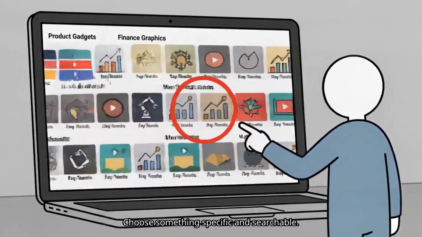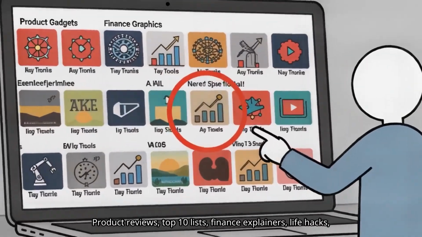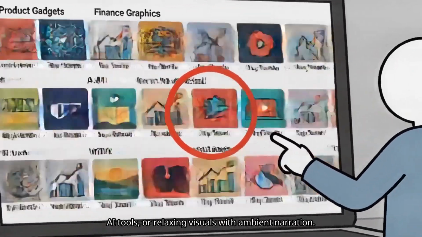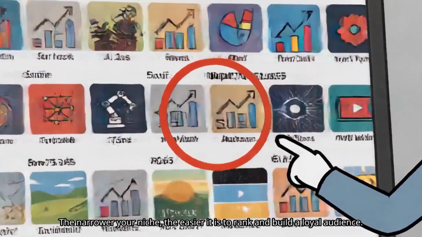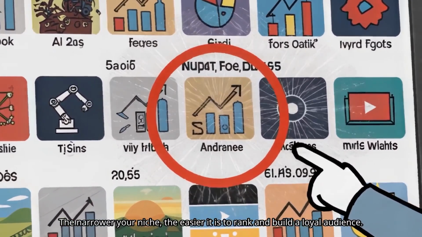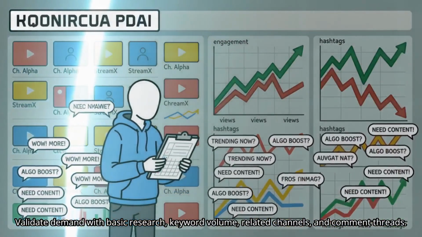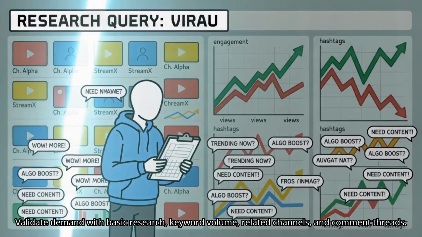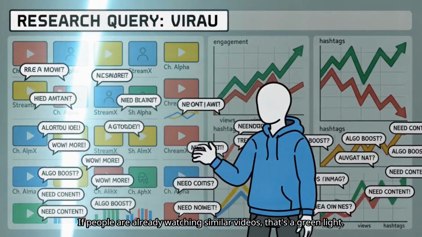Choose something specific and searchable. Product reviews, top 10 lists, finance explainers, life hacks, AI tools, or relaxing visuals with ambient narration. The narrower your niche, the easier it is to rank and build a loyal audience. Validate demand with basic research, keyword volume, related channels, and comment threads. If people are already watching similar videos, that's a green light.